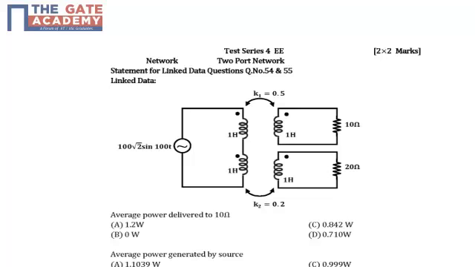Hello friends, this question is from the subject of network and the topic name is two-port network. In the problem we have three coils. The first and second coils are coupled with a magnetic coupling of 0.5. The first and third coils are coupled with a magnetic coupling of 0.2.